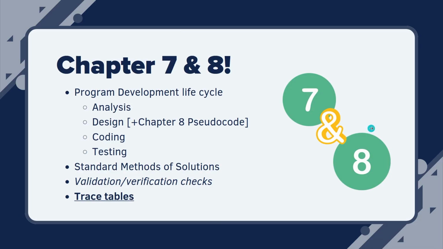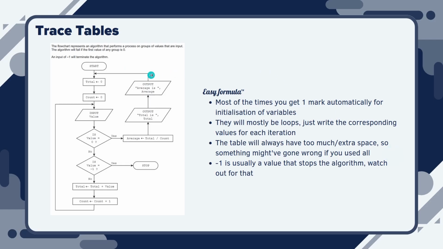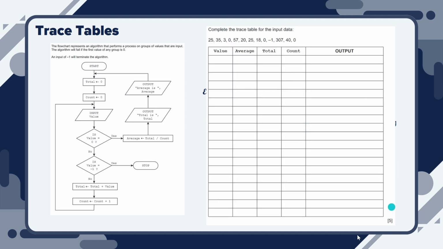Now, lastly, in chapter 7, we have trace tables. Basically, you have a flowchart or pseudocode given to you, and you're trying to trace the values throughout the program. This is my easy formula: initialize the variables, then mostly they're loops, so write the corresponding values, etc. I'll go through it with you guys.